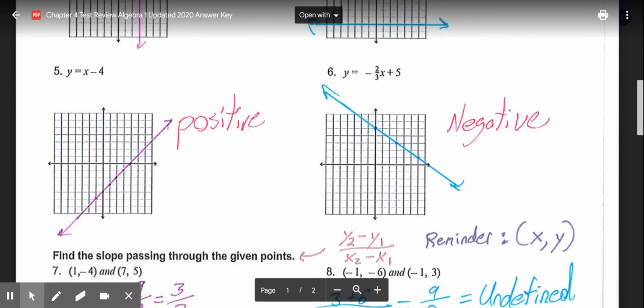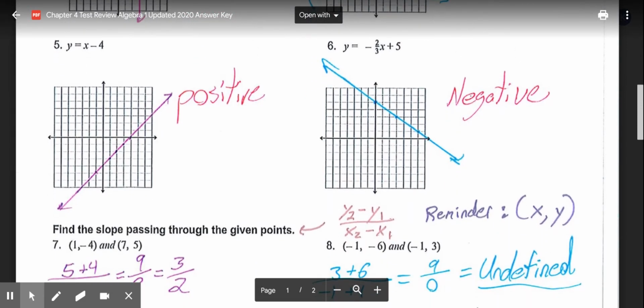And now 5 and 6. You'll see I didn't do any math with them because they're already written in slope-intercept form. So I just look at the equation to create my graph. So in number 5, y equals 1x minus 4, or x minus 4. So my y-intercept is a -4. So I'm crossing my y-axis at a -4. So go to the point 0, -4, put your dot.